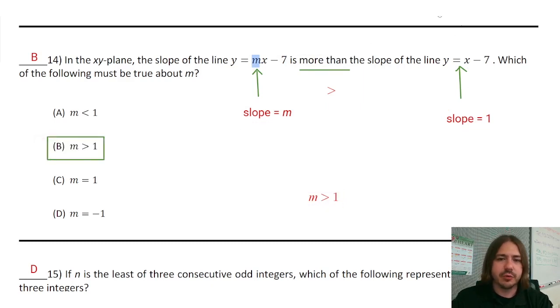Really, if you solve a similar problem to this, make sure you're looking closely at this phrase. If it said less than, you would use the less than symbol. If it said equal to, you would have the equal to symbol. If it said it was perpendicular, then it would be negative 1, right? It'd be the opposite reciprocal of that. But in this case, it just says more than, so our answer is B.